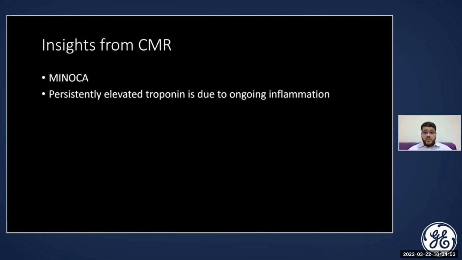Now, we have also had an explanation of the persistently elevated troponin, which is clearly due to ongoing inflammation, as evident by the quantitative assessment of edema and inflammation that we did in this particular patient. And if you remember, the qualitative conventional image sequences did not show the edema.